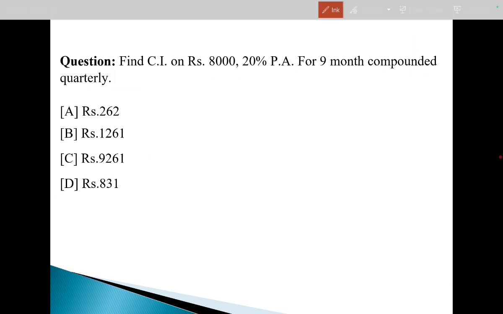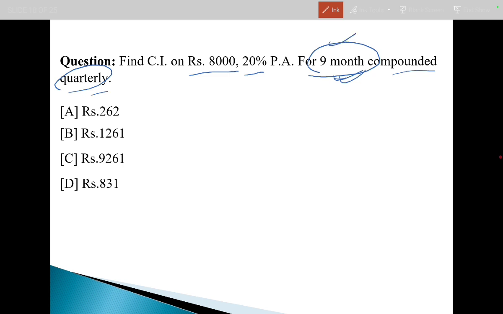Now the same question, what will you do? Look, they'll confuse you like this. Principal is 8,000, rate of interest is 20%, but they are calculating 9 months and compounded quarterly. What is quarterly? In 1 year it is 4 times, but since you are not calculating for a year, you are calculating for 9 months. So how will there be 4 times? First 3 months, then 3 months, then 3 months, then 3 months. 4 times, right, compounded quarterly.